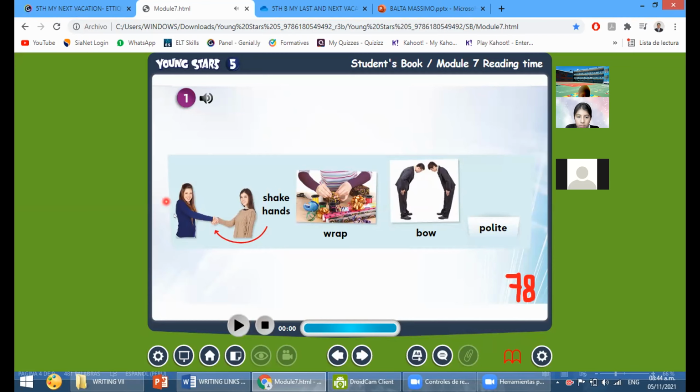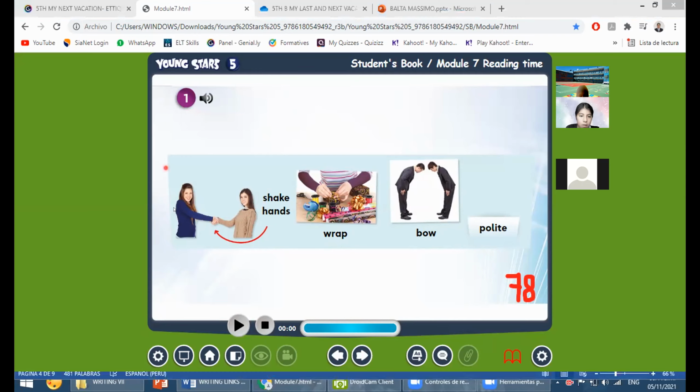Polite. Okay, Leonardo, please, can you read the vocabulary? Shake hands, grab, bow, polite. Yes, thank you, that's good. Ricardo, please read the vocabulary. Shake hands, grab, bow, polite. Repeat, please. Bow. Yes, that is okay.